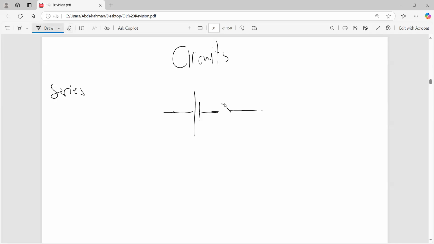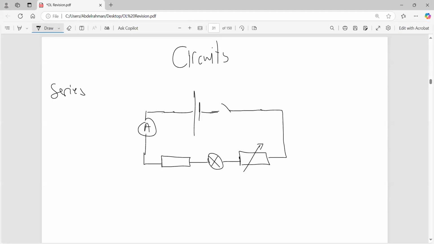So the current is not passing through, and you have an ammeter which measures the current in the circuit. Then you have a fixed resistor, and a lamp, and let's add another variable resistor. So all of these components are in series: the fixed resistor, the lamp, and the variable resistor.